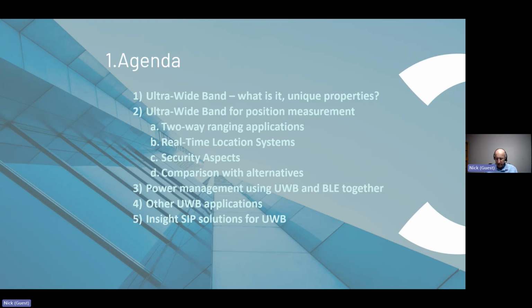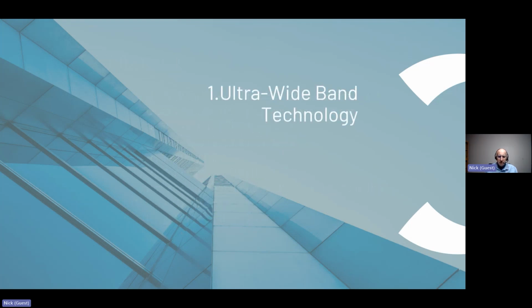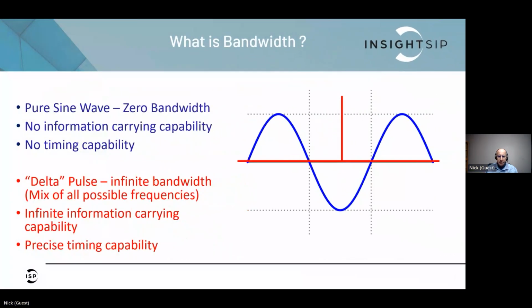So that's the agenda. I'm going to start off with a very short lesson in physics and engineering, just to explain what ultra-wideband is, and particularly what this phrase wideband means, and what the implications of it are, because I guess some people may not be aware. So we'll start with a very basic question: what we mean by bandwidth. This is a term you hear talked about a lot in RF, but what does it really mean?